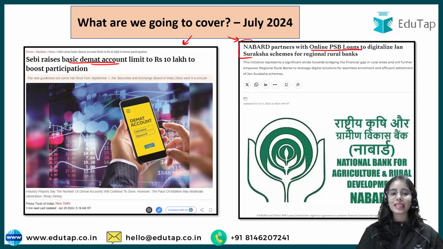Okay, and these are very important from the RBI Grade B exam point of view, from the SEBI Grade A, from the NABARD Grade A exam point of view. So we are going to have the analysis, we are going to have the in-depth understanding of these two news articles.